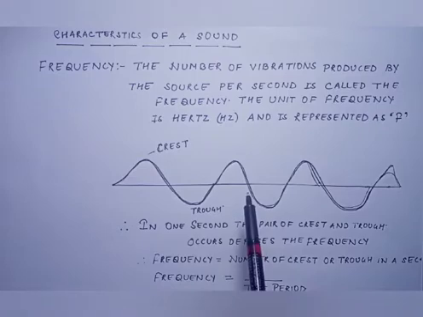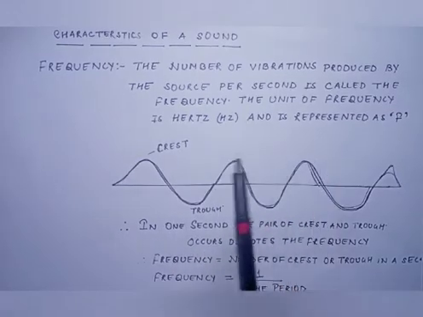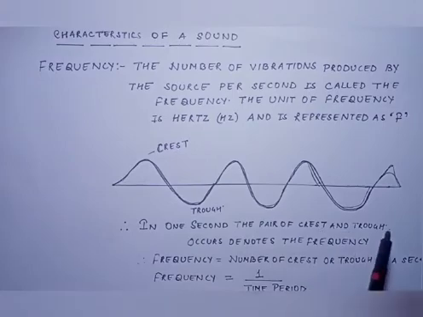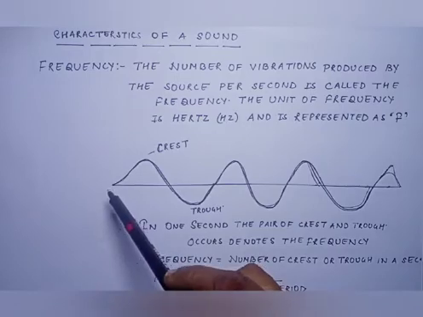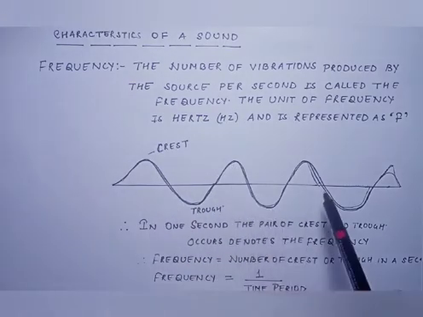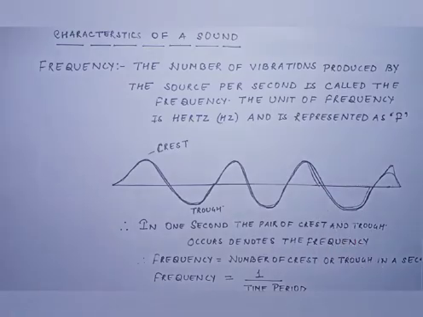So what is frequency? The number of vibrations produced by the source per second is called the frequency. Therefore, in 1 second, the pair of crest and trough that occurs denotes the frequency. Frequency is equal to the number of crests or troughs in a second. So in a second, the number of times a crest and a trough occur is called frequency. And frequency is denoted by 1 upon time period. I hope it is clear to everyone.